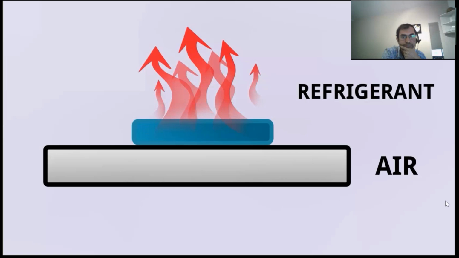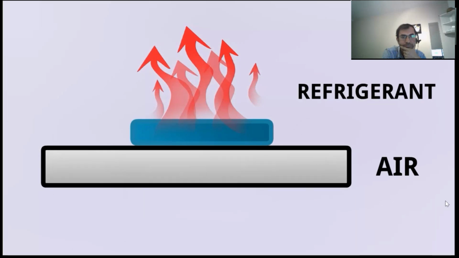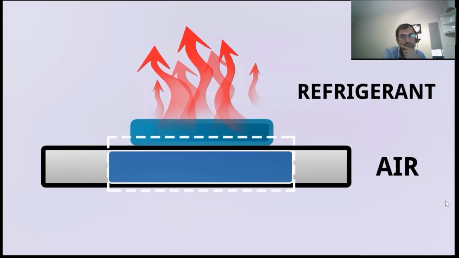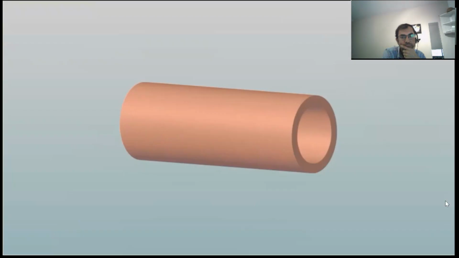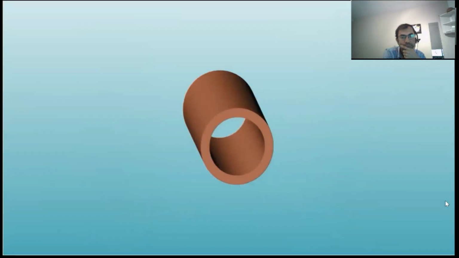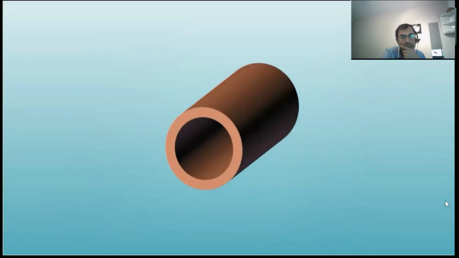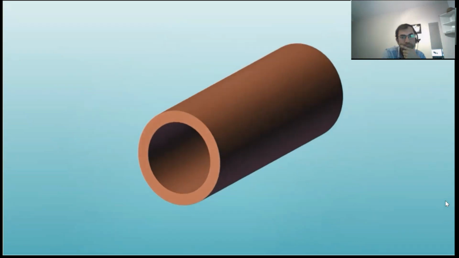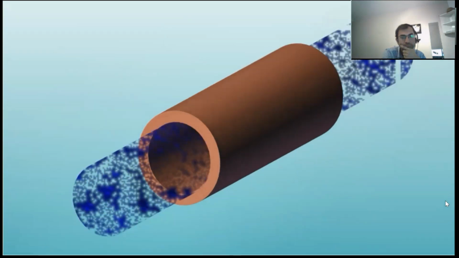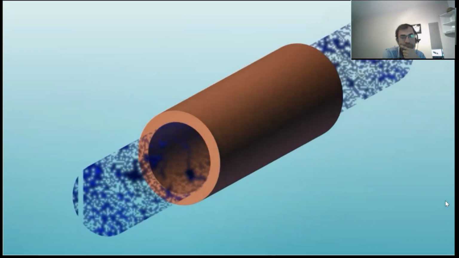At normal pressure and temperature, it starts evaporation, and the latent heat of vaporization it takes from the air. So air loses heat and gets cold. So this is the pipe. So this is the refrigerant pipe. Normally it is made of copper. Refrigerant is passing through this pipe and heat transfer happens.